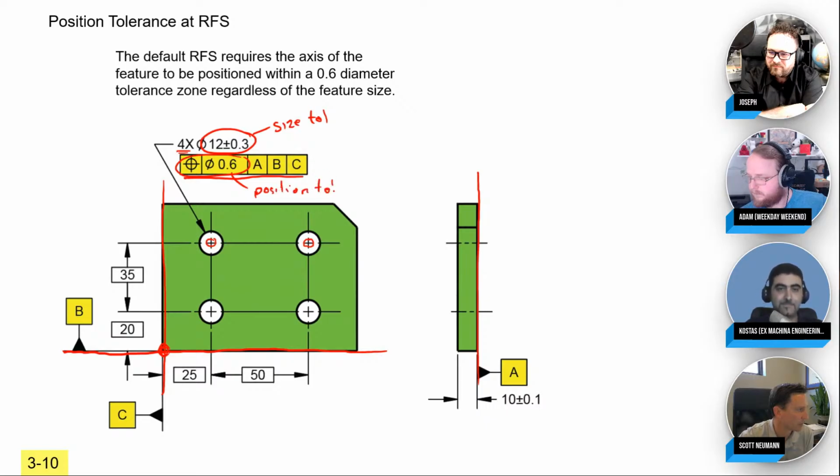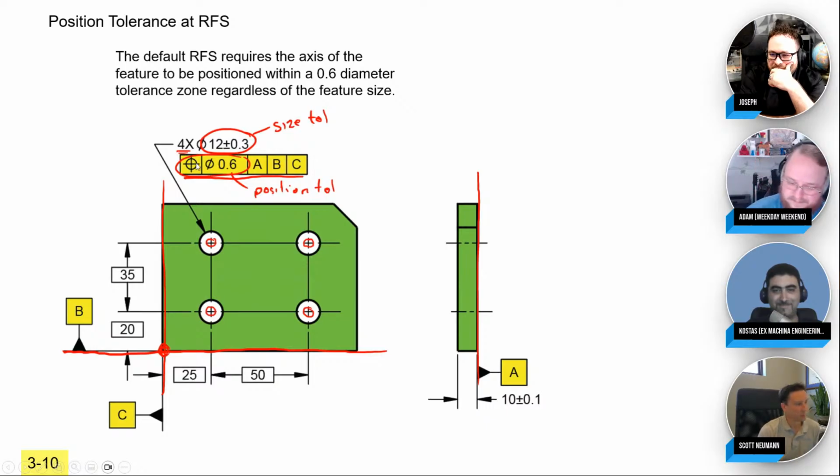What I love about position tolerance is you can draw it. You just draw the cylinders: 0.6, 0.6, 0.6, 0.6. And I love that symbol too. What does that symbol look like to you? Does that remind you of anything, that circle with the crosshairs? Yeah, it's a bullseye, and Call of Duty, FPS video games. Put your reticle on this spot, and anywhere in this zone, we'll call it a hit.